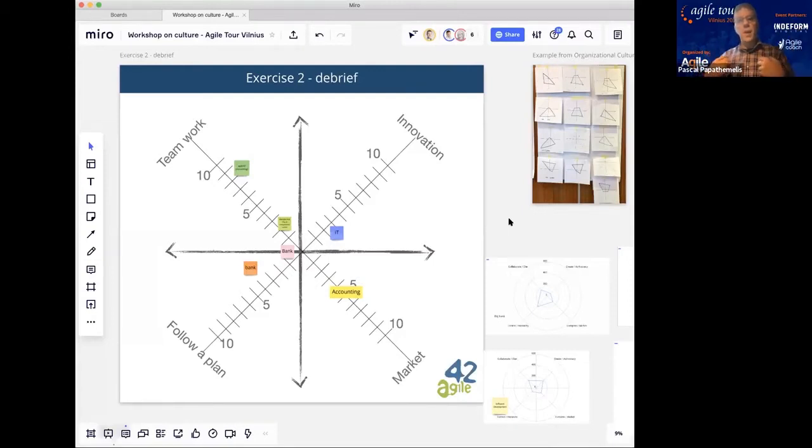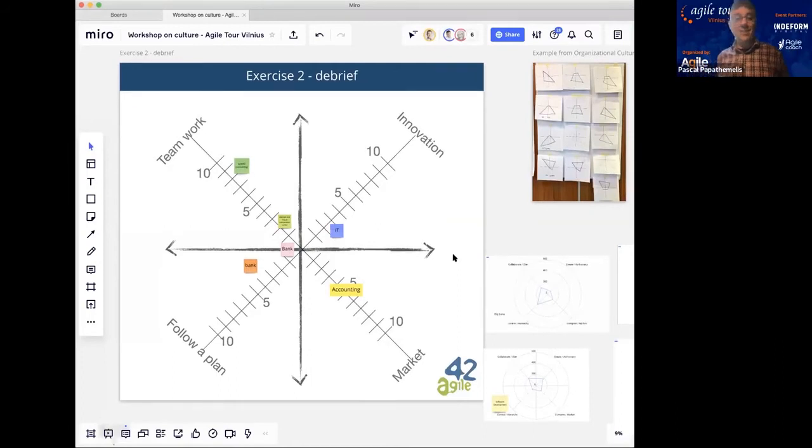The idea of the first exercise was to see the paradox: if you think without knowing the theory, you might say yes to everything. I've done it once with some leaders in a workshop, and everybody put 10. We want to be innovative, 10, we want good teamwork, 10, we want to follow a plan, 10, and we want to be in the market, 10. Then when I explained the theory, they had an aha moment, thinking, okay, yes, this doesn't actually make sense.